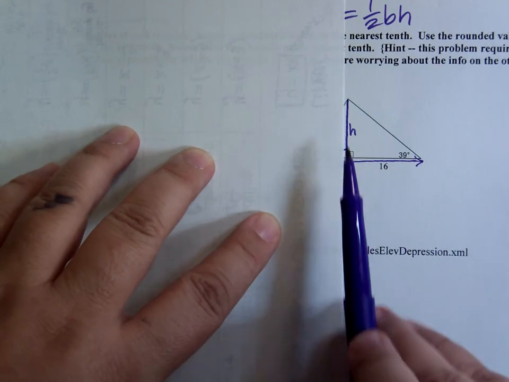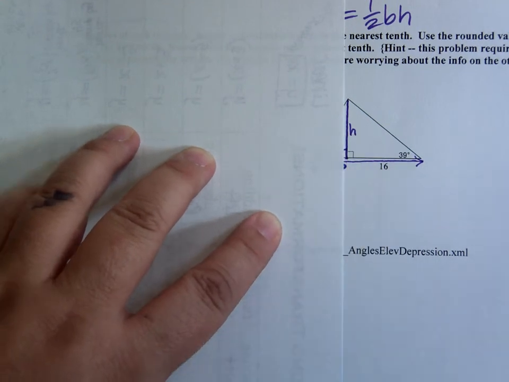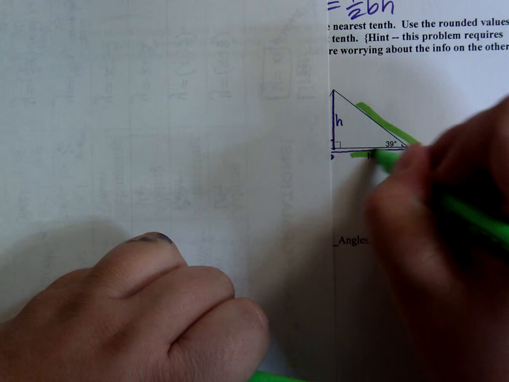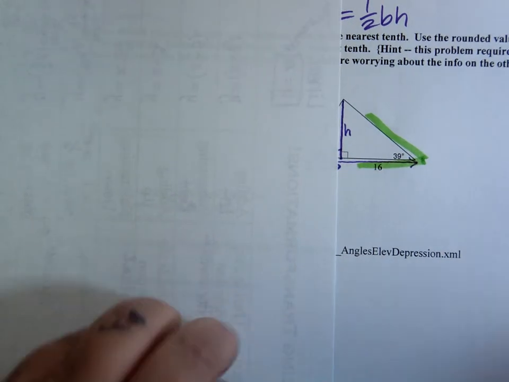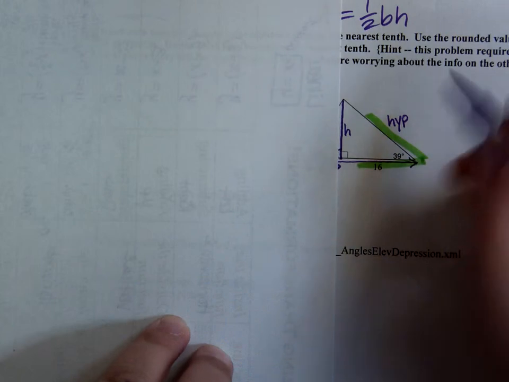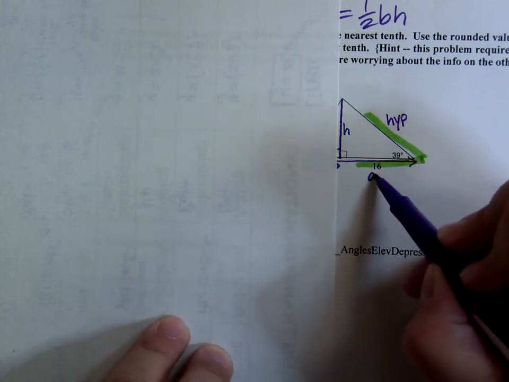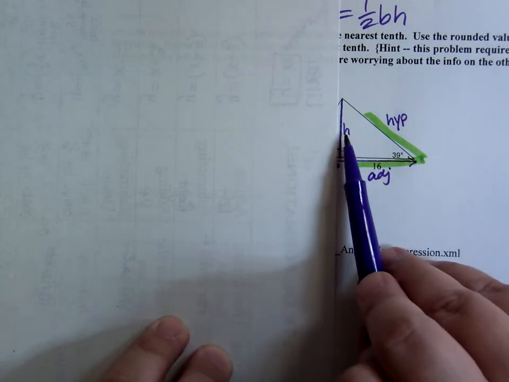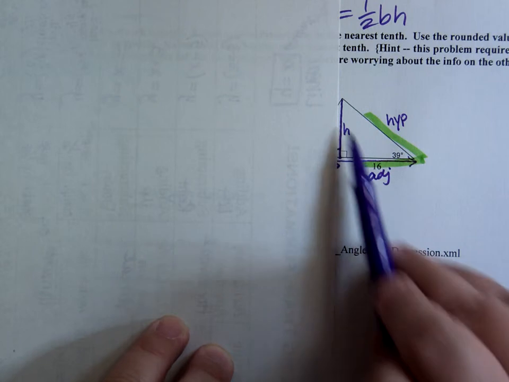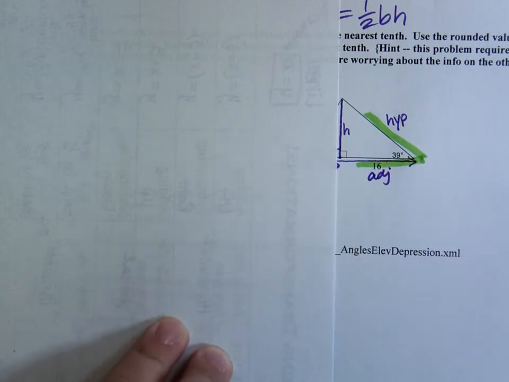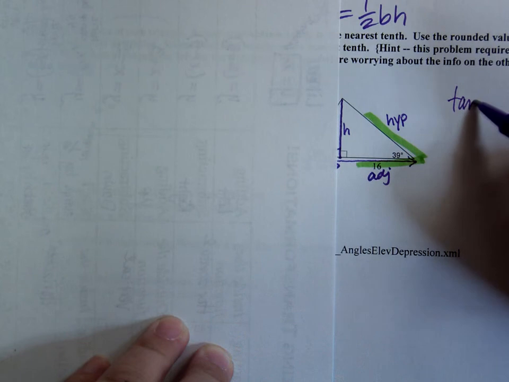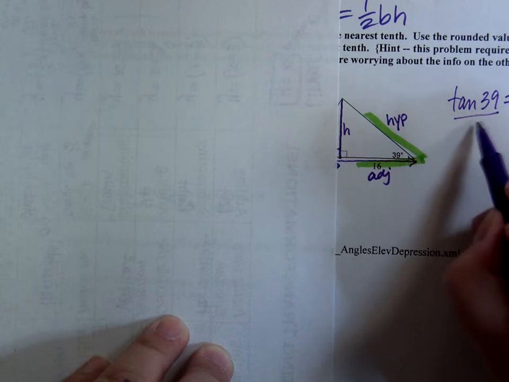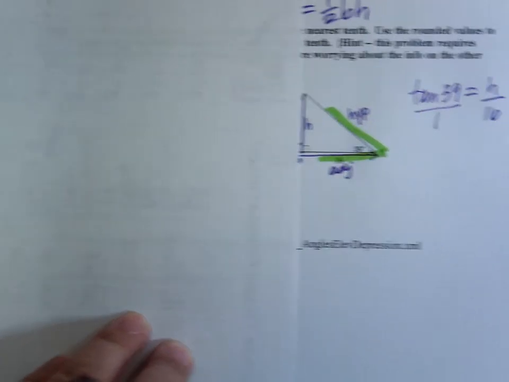Okay, so I'm going to find H. First I have to look at it from 39 degrees and figure out which sides I'm working with. Here's the two sides of the 39-degree angle. One of them is the hypotenuse. The other is the 16. That's the adjacent. So the H is the opposite. So I need to find the opposite, and I have the adjacent, so I'm going to use tangent, because tangent is opposite and adjacent. So tan 39 equals opposite over adjacent. I'm not even going to worry about that other triangle at all yet.